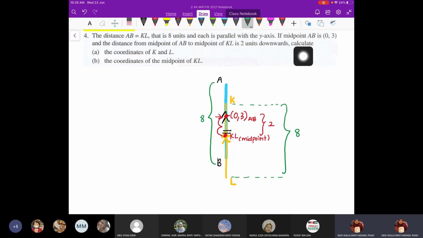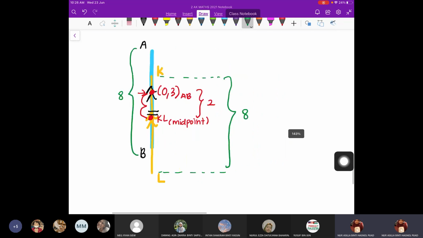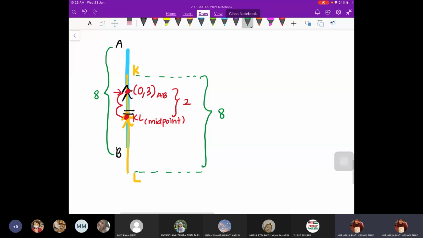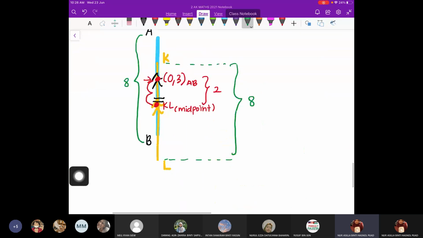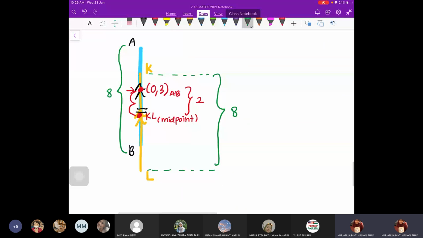Alright, so dia start calculate the coordinates of K and L. Nak K dan L. Okay. Since kita deal dengan vertical line sahaja. So, senanglah. KL. So, clue yang kita ada hanyalah sekarang ni je, midpoint of AB. Okay, bila KL, kita kena ingat semula.